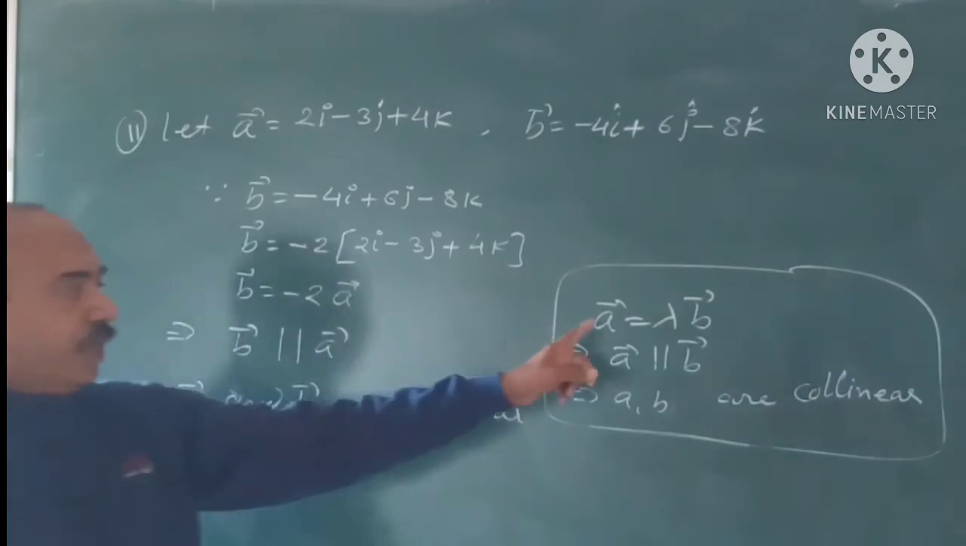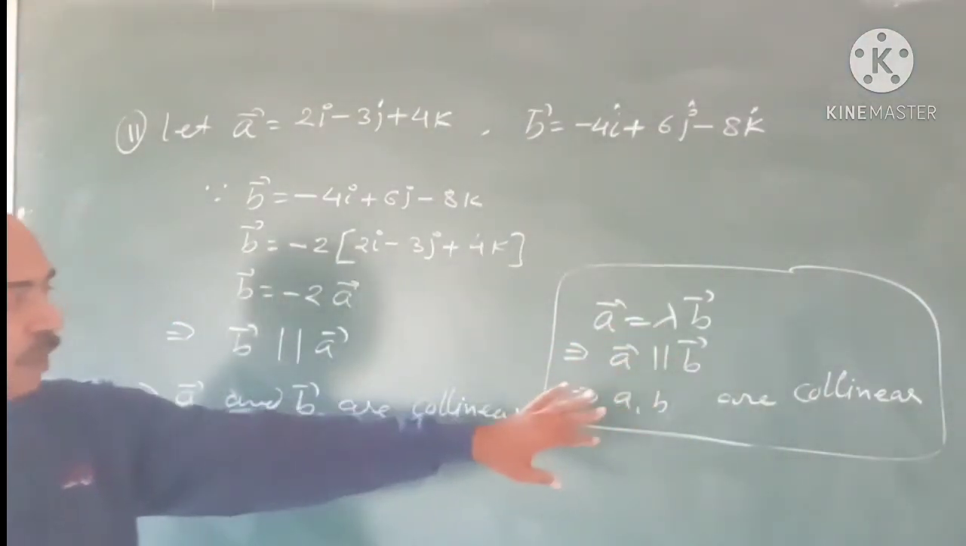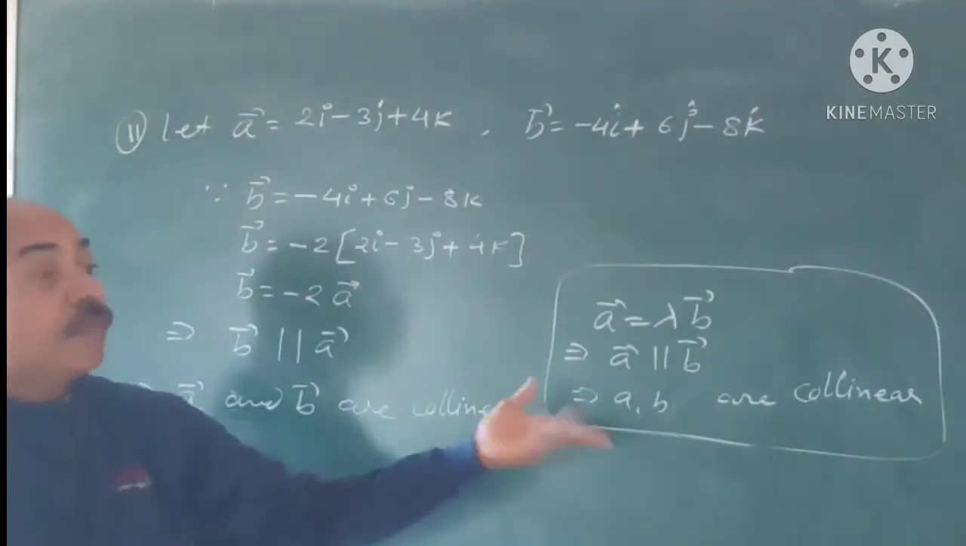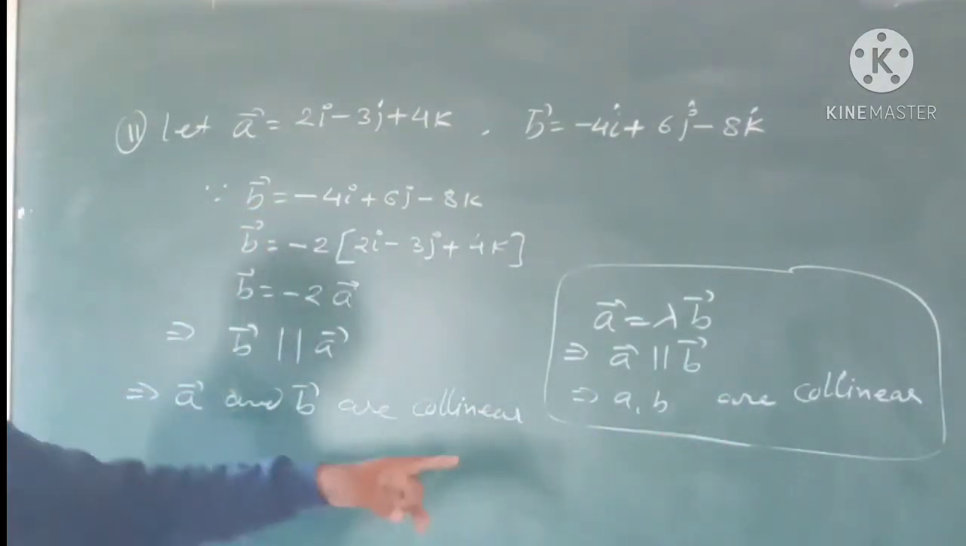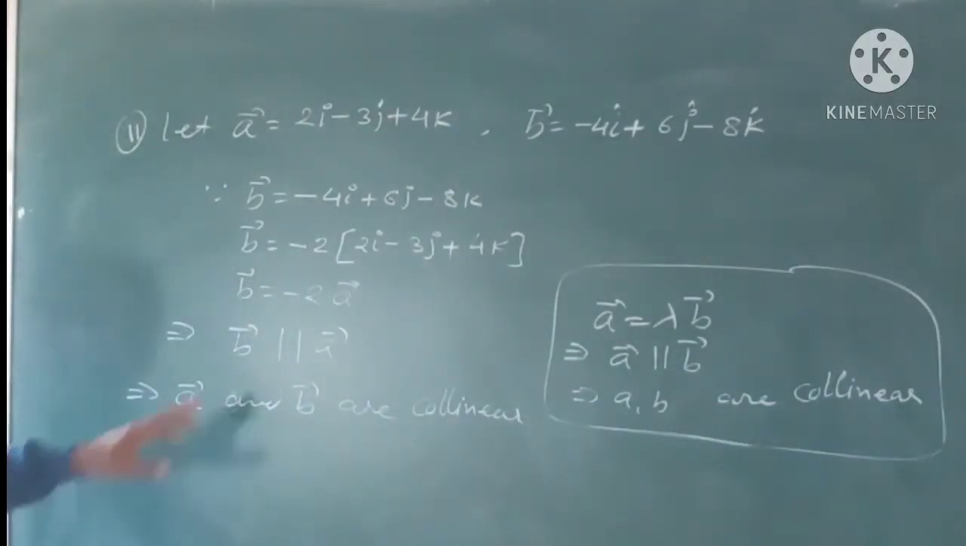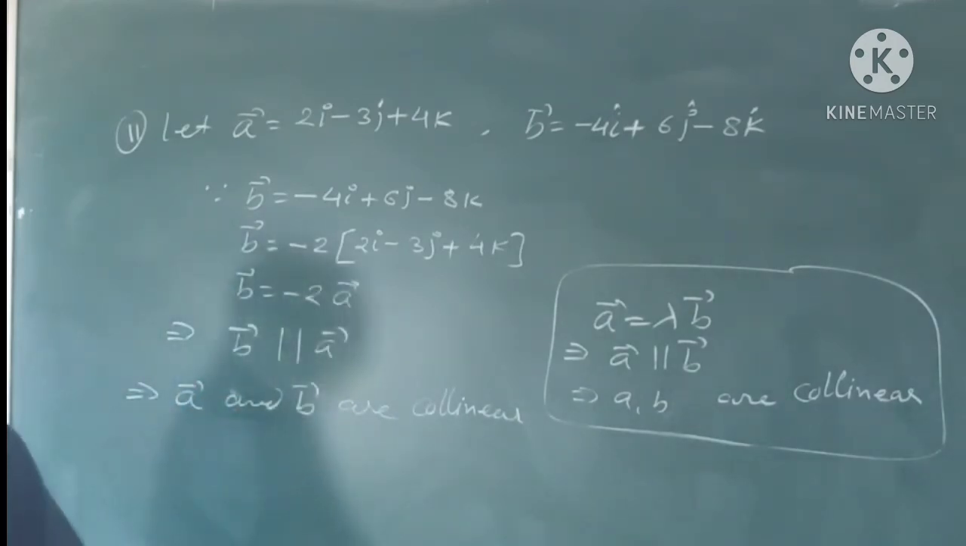It is like vector A equals lambda B, which implies that vectors A and B are parallel. It means vector A and vector B are collinear. Vector B is parallel with vector A, and since these are free vectors, A and B are collinear.